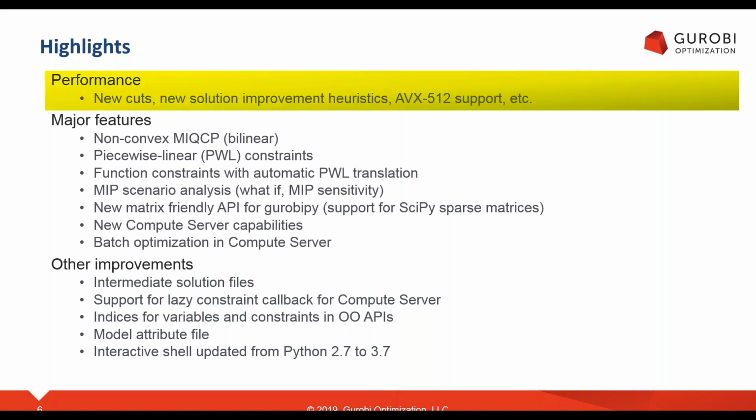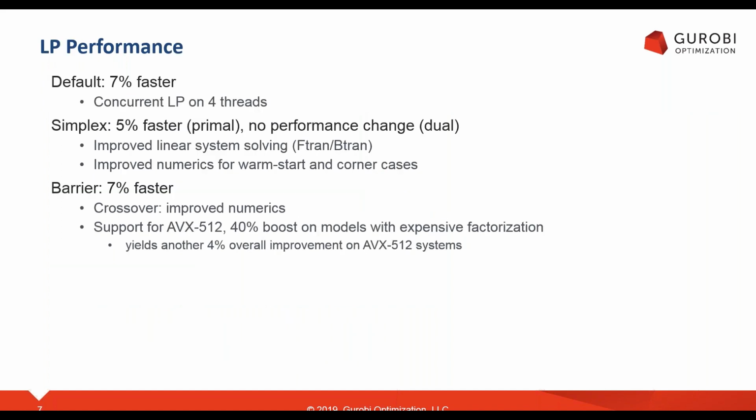As usual, we work on performance very hard because that's the main feature that most of our users need to see improvement for. And as usual, also with Gurobi 9.0, we have some performance improvements in the code. A brief overview is this one for the LP performance. For the linear programming part, the default settings, which is concurrent LP, got 7% faster on average on our test set. You have to note that we are using computers with just 4 cores.